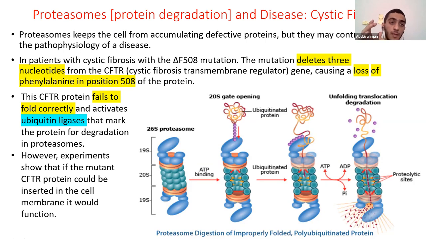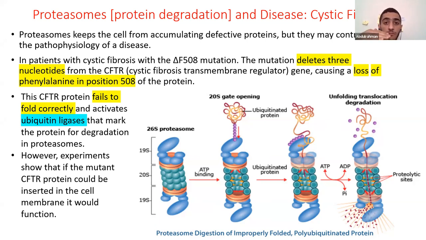And where does degradation take place? In the proteasome. And this is very important when we're talking about a disease such as cystic fibrosis. When we look at this right here, as triangle F508, it basically describes a mutation. So this is a mutation of the F, which is a phenylalanine from the table of the amino acid lecture that you took. So F stands for phenylalanine and 508 is at position 508. So there's a mutation, we're deleting three nucleotides that will lead to the deletion of the phenylalanine at position 508. And this protein is required for creating CFTR or cystic fibrosis transmembrane regulator.